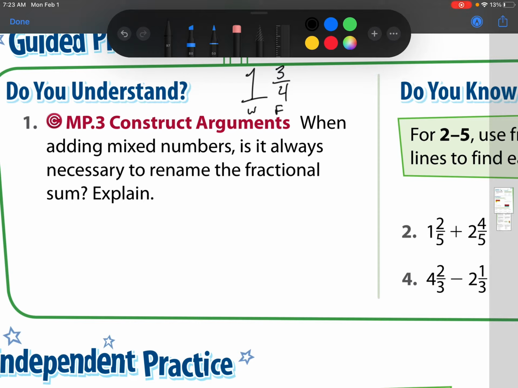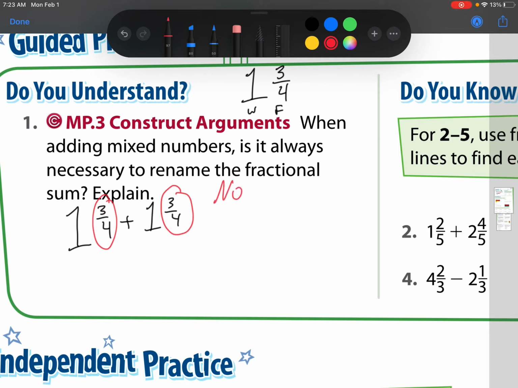We're putting them together. So when adding mixed numbers, is it always necessary to rename the fractional sum? Explain. Well, it's asking, when we add mixed numbers, we'll just take this part and we'll add another mixed number and we'll just add the exact same one. They're saying, do we always need to rename the fractional part? Do we always have to rename these fractions? Well, the answer is no.